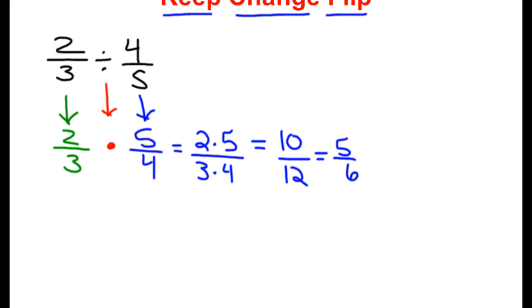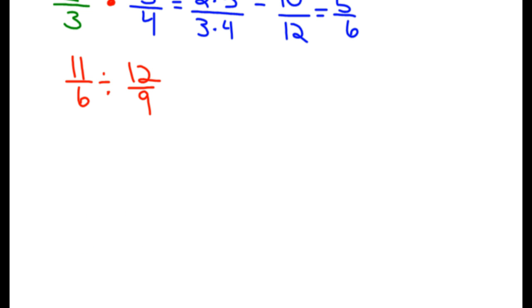Let's say we wanted to do 11/6 divided by 12/9. So we're going to follow our saying. We're going to keep the first fraction the same. We're going to change division to multiplication. And we're going to flip our second fraction upside down. And now we have the multiplication problem, 11/6 times 9/12.